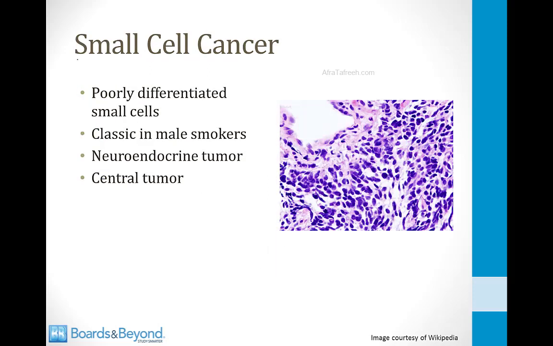So let's talk about the small cell cancers first. These are composed of very poorly differentiated small cells, and they're very easy to recognize in a picture because all you see are lots of dark purple nuclei like what I've shown over here. This is a classic cancer to occur in a male smoker.